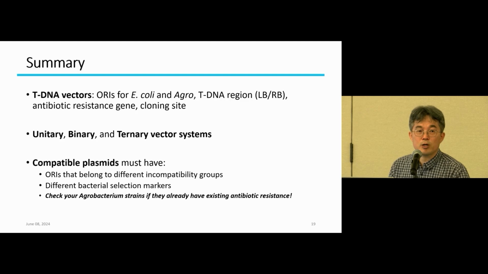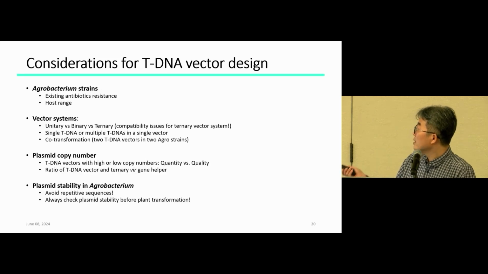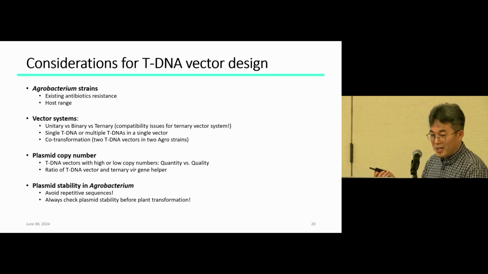The third consideration is Agrobacterium. During the development of Agrobacterium strains, some Agro strains came to carry different antibiotic resistance genes in the chromosome or on the Ti plasmids. So you have to check the existing antibiotic resistance in the strain, to see which antibiotic resistance genes are available for your binary vectors. So these are the considerations for T-DNA vectors. I already repeated them multiple times.